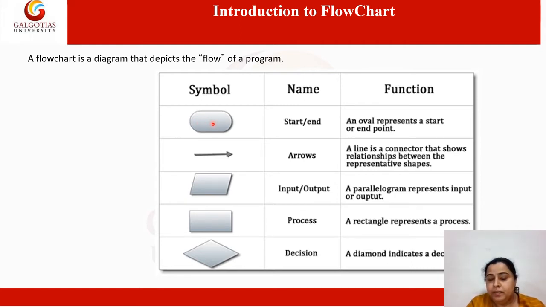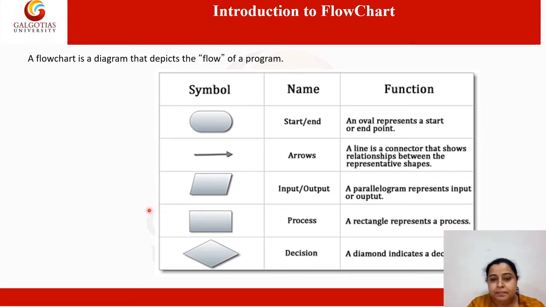Then comes your arrow. An arrow is a line, a connector basically, that gives us the relationship between the different shapes that we have. So when I'm moving from one shape to another, or let's say from one step to another, I need to put an arrow in between. Next comes your parallelogram. It's an input and an output. So while giving an input or an output to the user, we need to use this parallelogram.